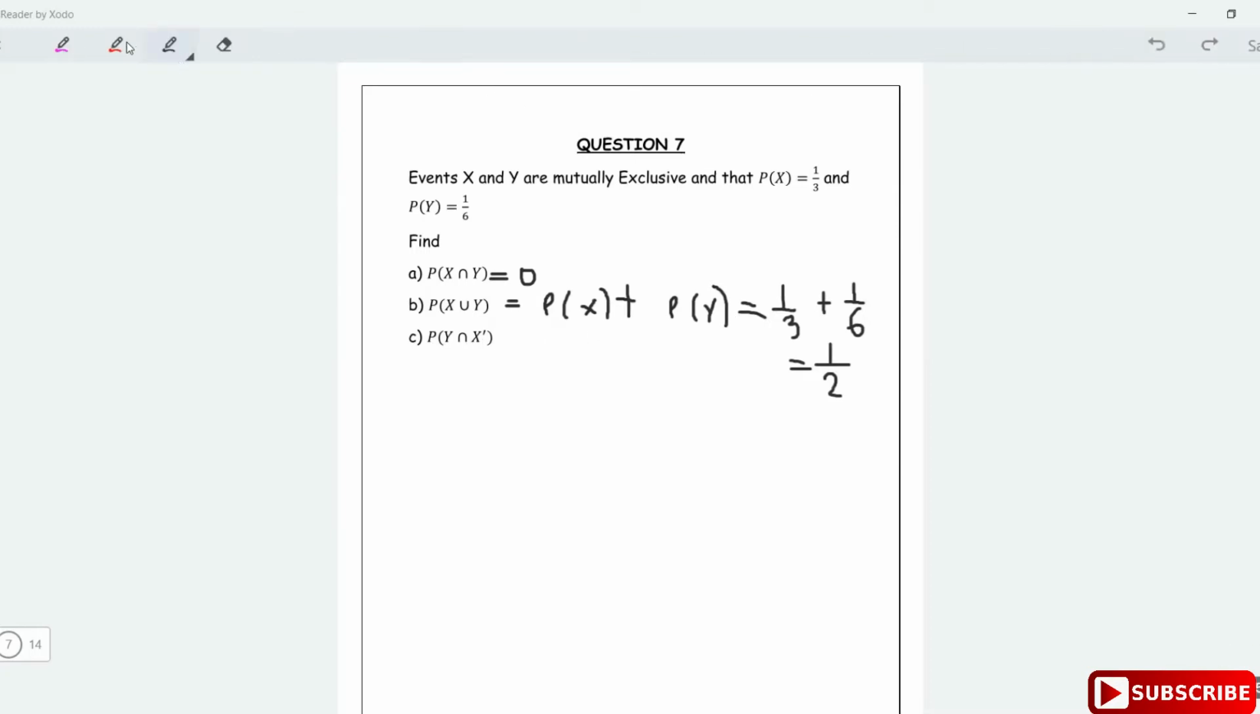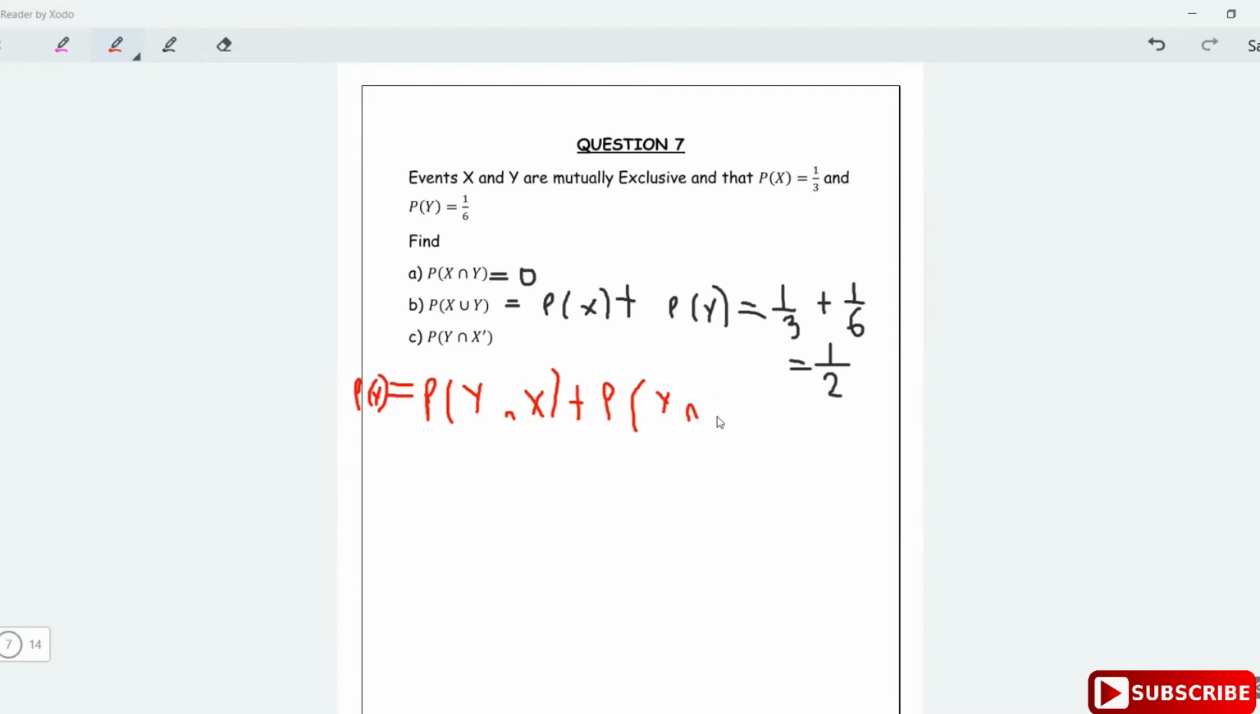To find the probability of Y intersect X complement, there are many formulas to use for this one, but I'm just going to stick with the basic one, which tells us that the probability of Y is equal to the probability of Y intersect X, which we know is 0, plus the probability of Y intersect X complement.